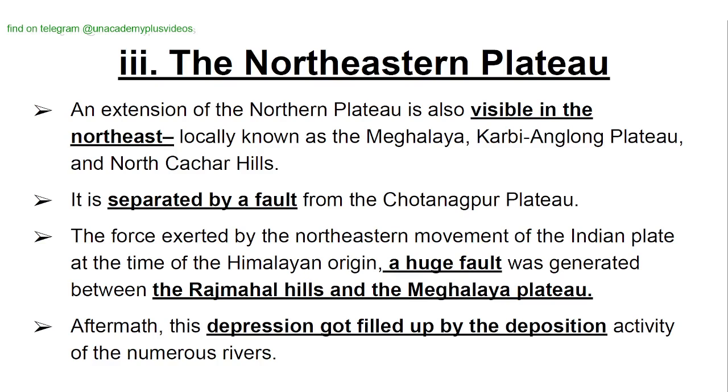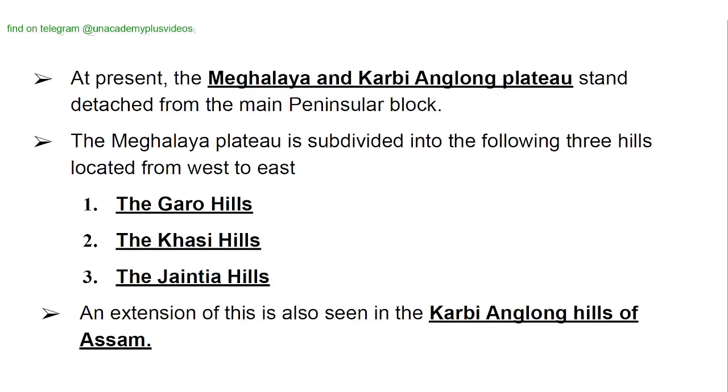Northeastern Plateau. An extension of the peninsular plateau is also visible in the northeast, locally known as the Meghalaya, Karbi Anglong Plateau and North Cachar Hills. It is separated by a fault from the Chotanagpur Plateau. Due to the force exerted by the northeastern movement of the Indian plate at the time of the Himalayan origin, a huge fault was generated between the Rajmahal Hills and the Meghalaya Plateau. Afterwards, this depression got filled up by the deposition activity of numerous rivers. At present, the Meghalaya and Karbi Anglong Plateau stand detached from the main peninsular block.